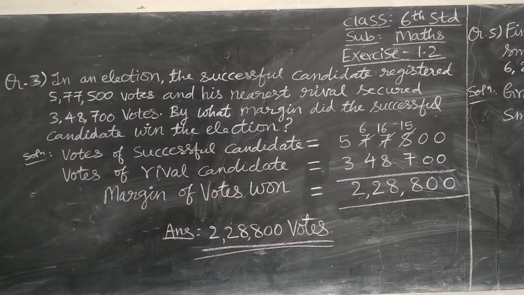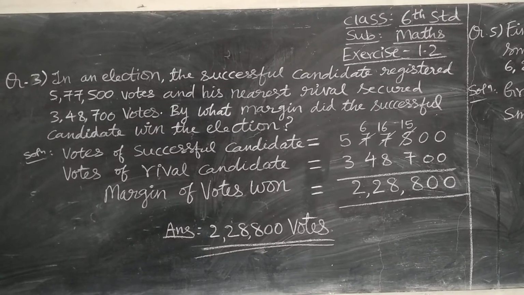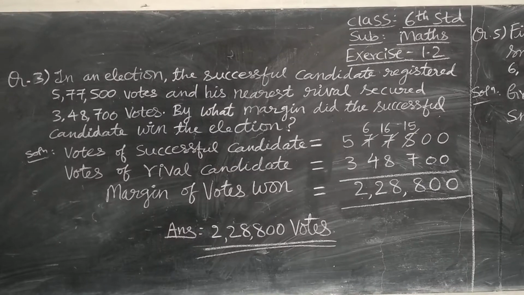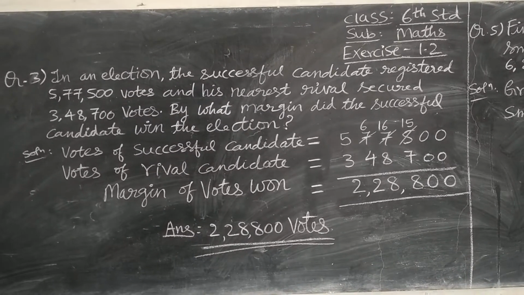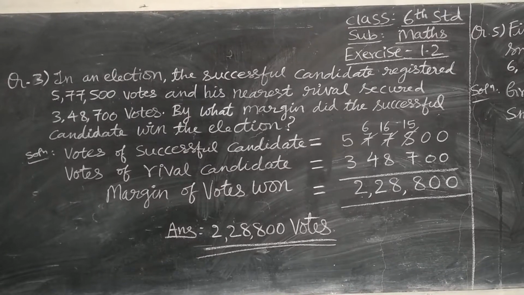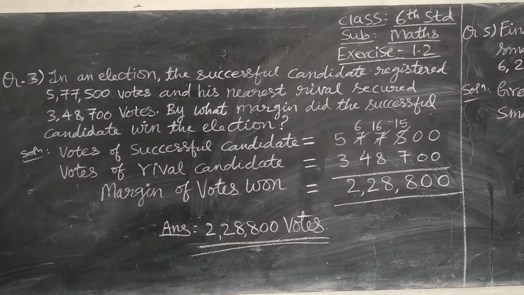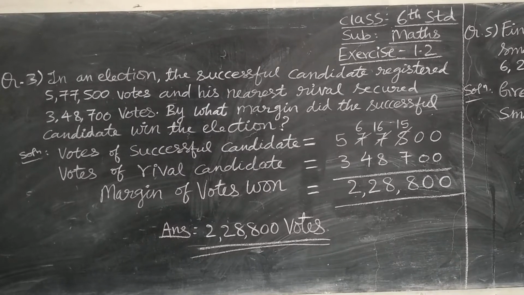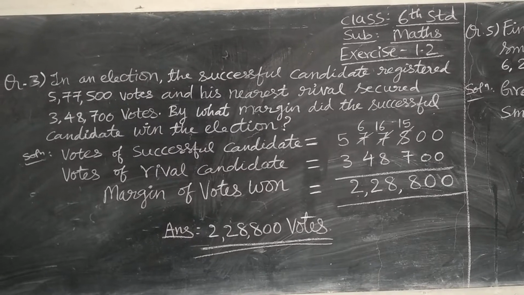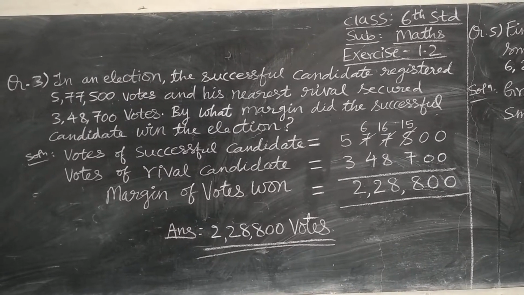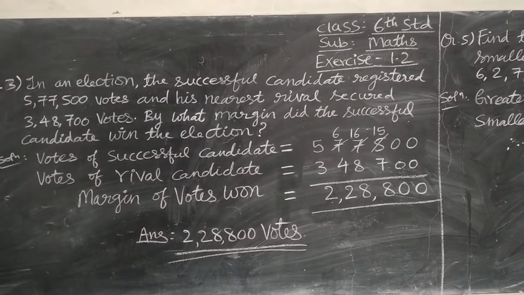This is the question. It means the candidate who has won the election has secured 5,77,500 and the candidate who lost the election secured 3,48,700 votes. So by how much difference did the successful candidate win the election? That is the question. You should write how many votes the successful candidate has taken. Solution: votes of successful candidate. How many votes he has taken, that you have to write.